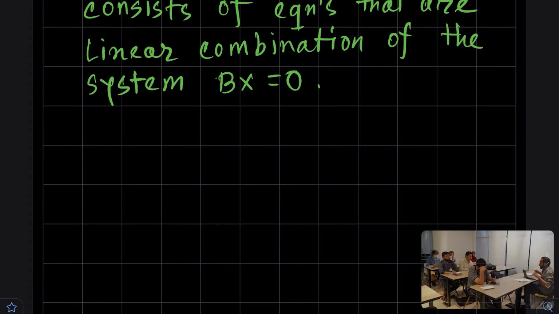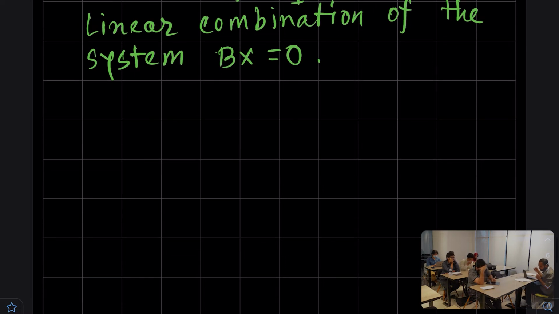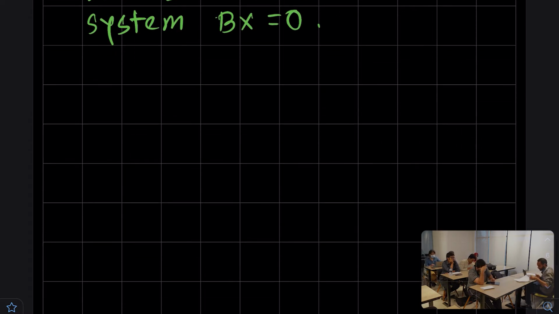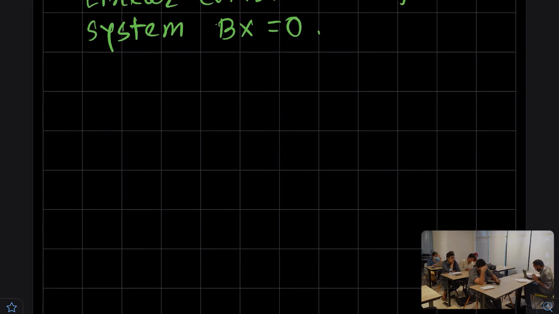You cannot do this for an inhomogeneous system, because there is a trivial solution for the homogeneous system, the 0. But for an inhomogeneous system, it is not true that the system always has a solution. Okay. So let me give you an example of this. Let us consider an example.